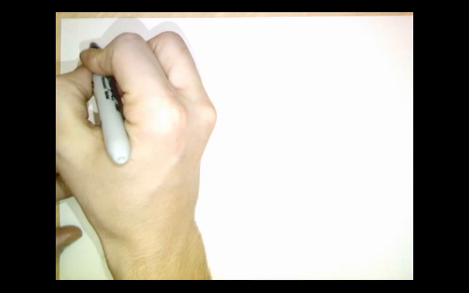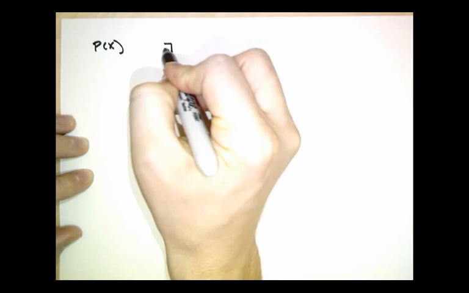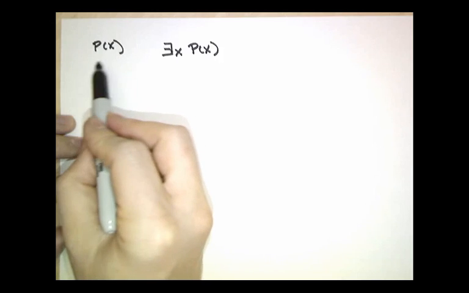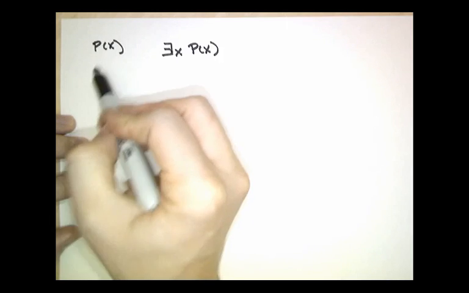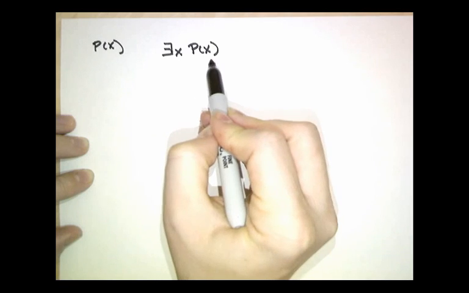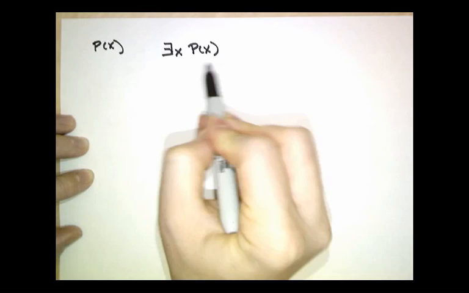So let's say I have a predicate, p of x. Remember that as soon as I write there exists an x, p of x, this predicate here, this was a function. It took some input and it output true or false. Now I've written there exists an x, p of x. This has a value. It's either true or it's false.